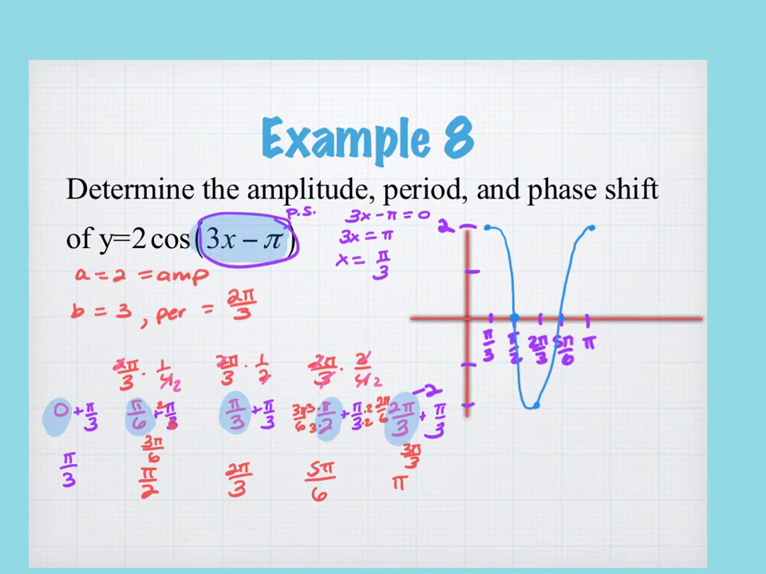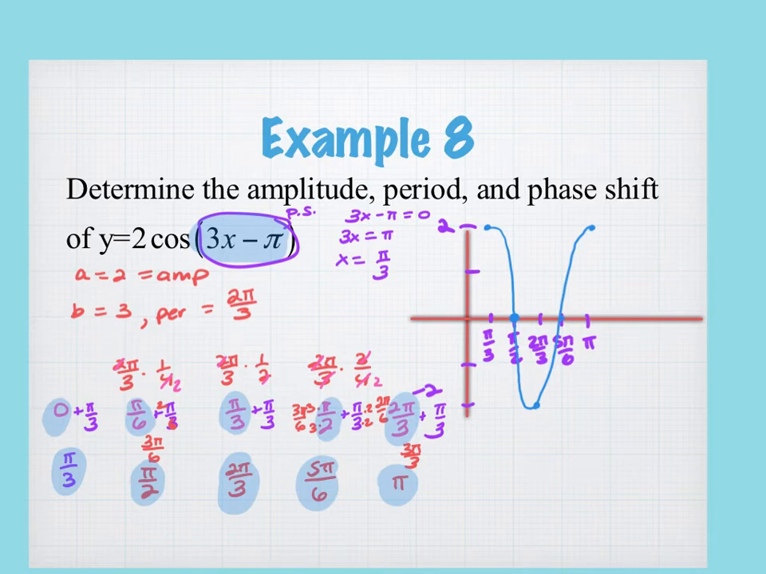So everything is shifting to the right, pi over 3. 0 plus pi over 3 is pi over 3. Pi over 6 plus pi over 3 is pi over 2. Pi over 3 plus pi over 3 is 2 pi over 3. Pi over 2 plus pi over 3 is 5 pi over 6. And then 2 pi over 3 plus pi over 3 is pi. Those become your 5 key points.